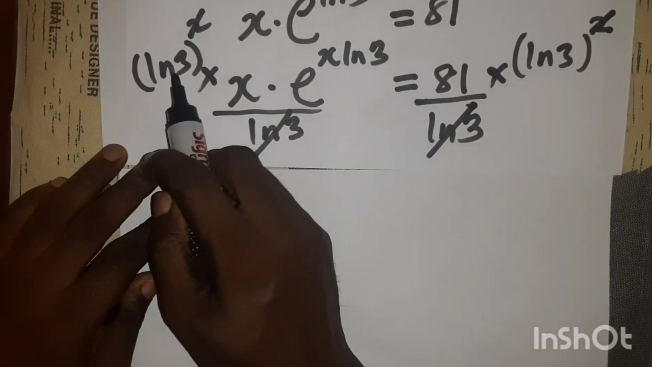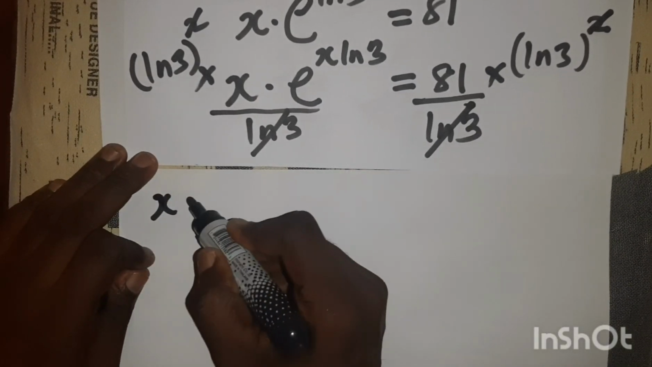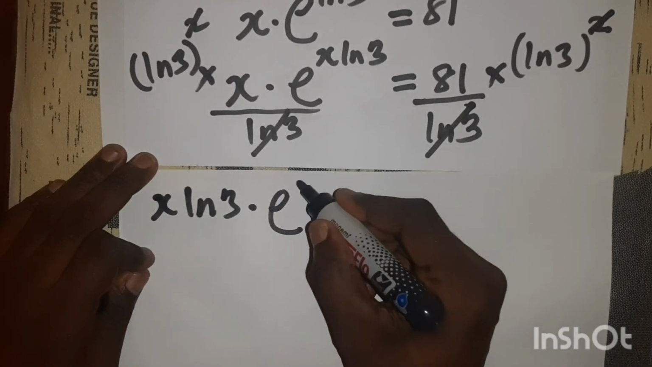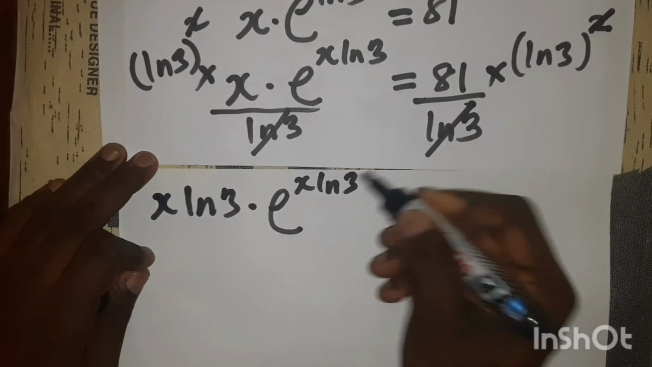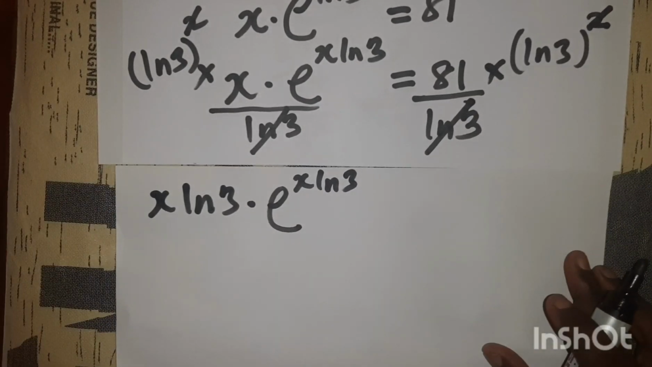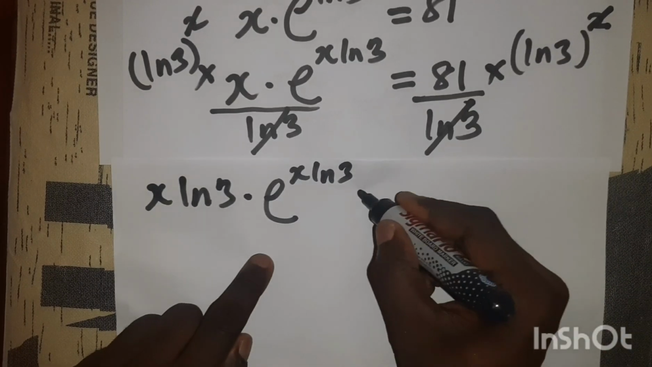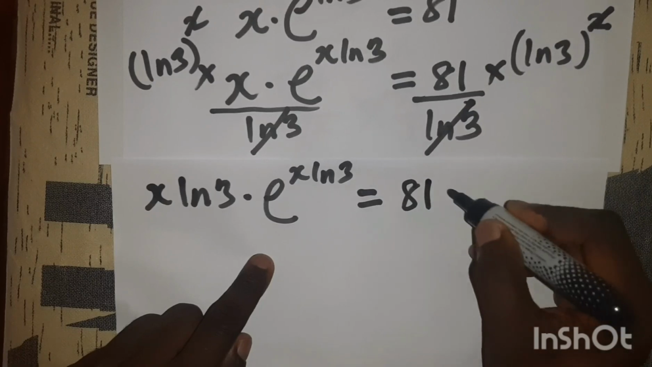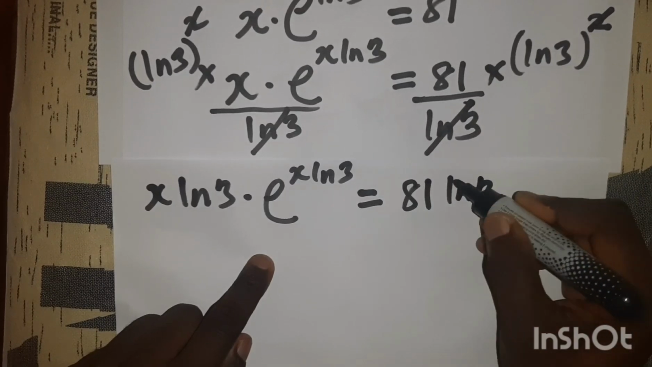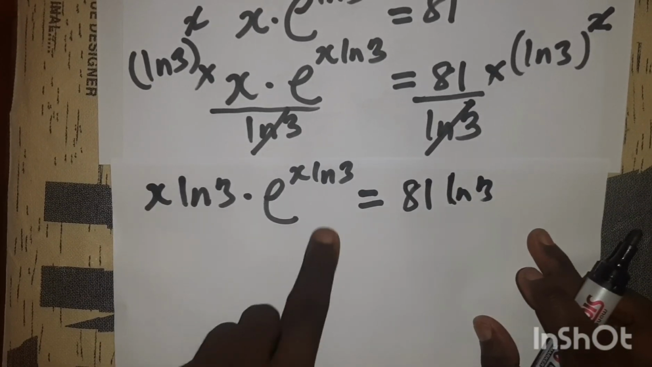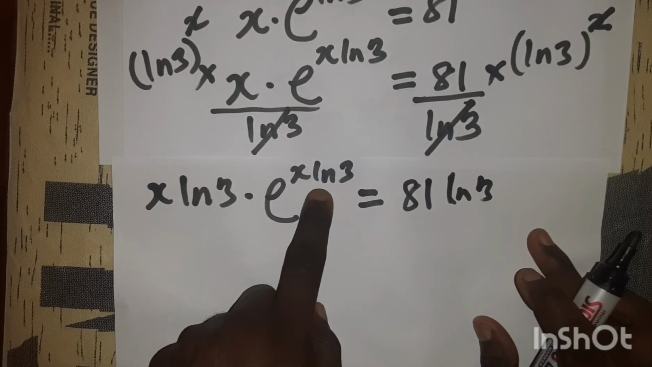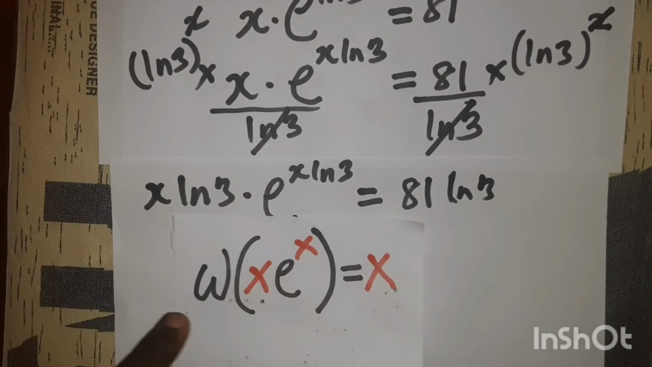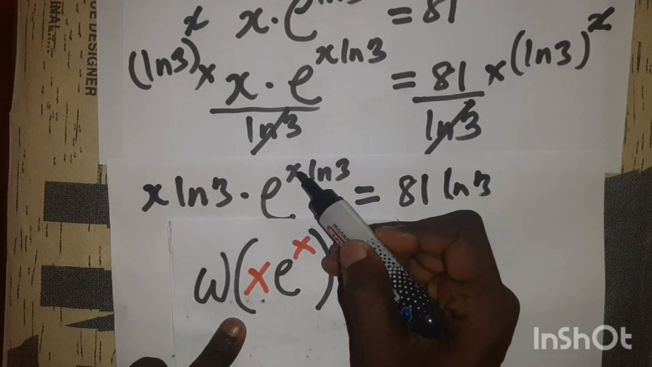So I have ln of 3 times x, which is x ln of 3 dot e raised to the power x ln of 3, and then equals 81 ln of 3. Finally, I have the number here, which is the power and the coefficients being the same. So this is what we want: the number here and here are the same.